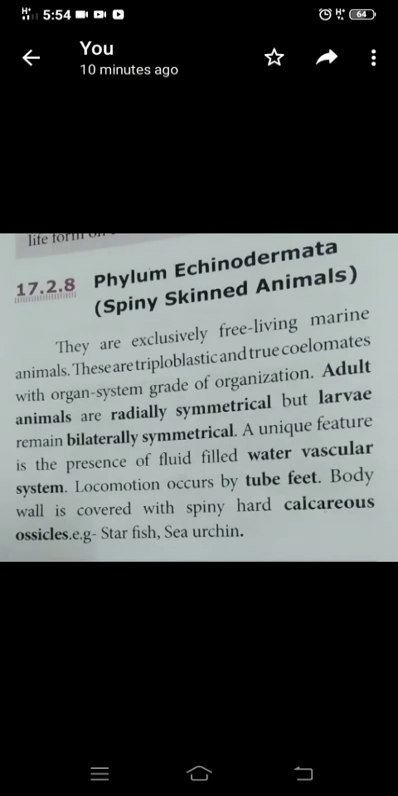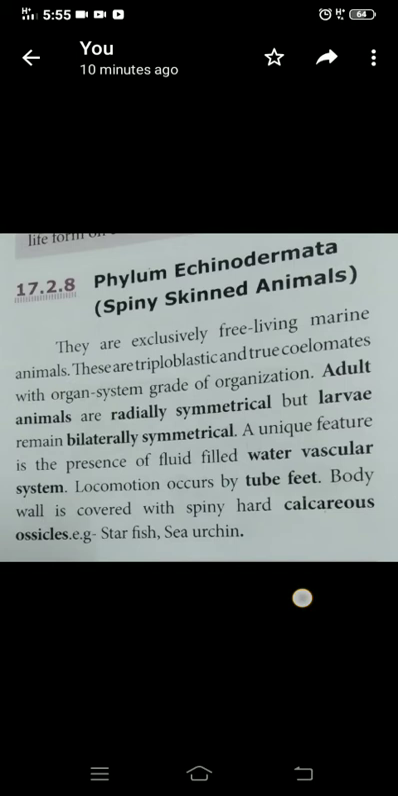The next one is Echinodermata. In your book, examples given are starfish and sea urchin. It is exclusively free living and marine. Individuals live on their own, so it is free living. Exclusive means it is present only in marine, that is salt water, sea water and ocean water. They are triploblastic. Triploblastic means three-layer arrangement in the skin. Then true coelomate, which means the body has a true coelom.